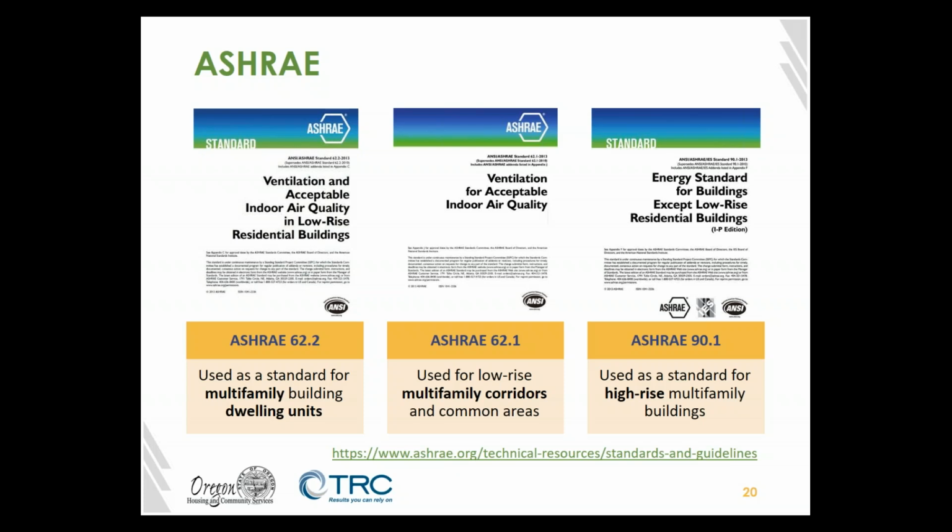ASHRAE 90.1 is the standard for high-rise multifamily buildings. There may be a little bit of crossover there, where sometimes you'll use a 62.2 standard for dwelling units within a high-rise. It depends on the type of system you're trying to put in, but these are the Bibles of ventilation standards and strategies, and of calculation and specification methodologies.